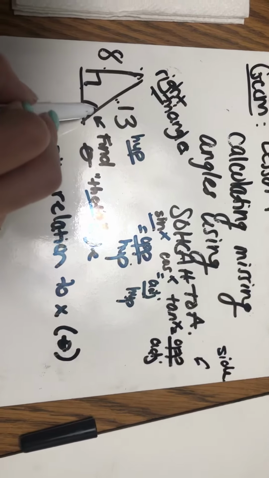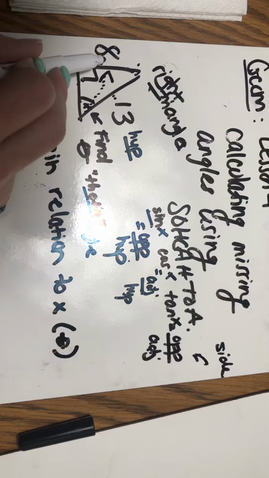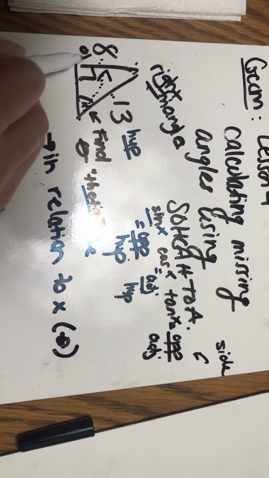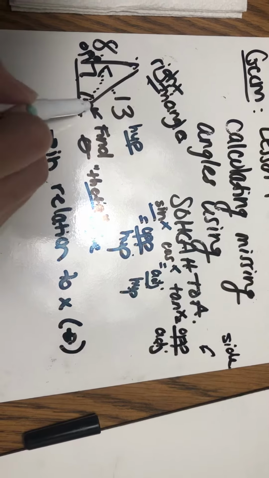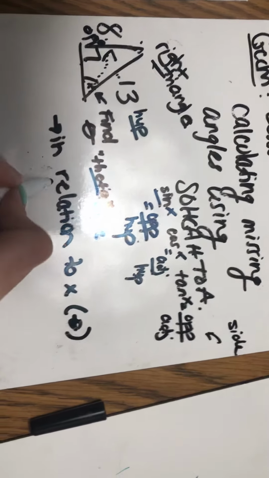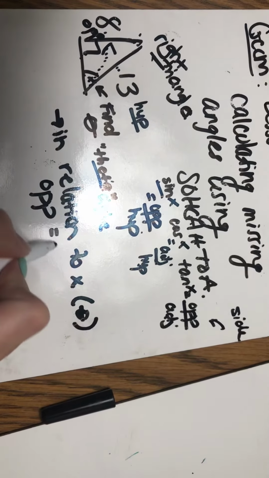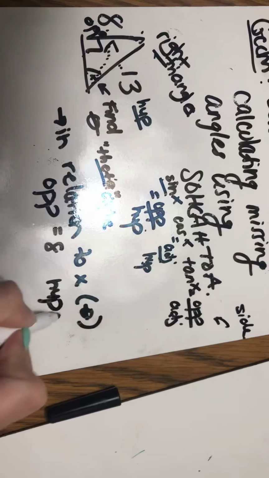So in relation to x, what do I have? Let's look. I have the opposite, right? This is opposite of the angle. This is the adjacent, right? This is next to, but I don't have it, so I'm not going to keep it. So I have the opposite and the hypotenuse. The opposite is 8. The hypotenuse is 13.